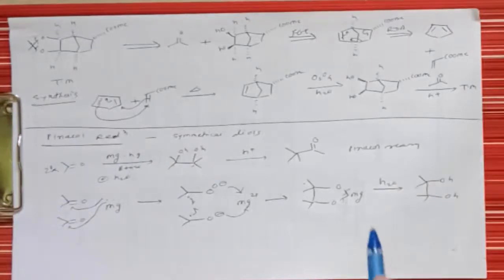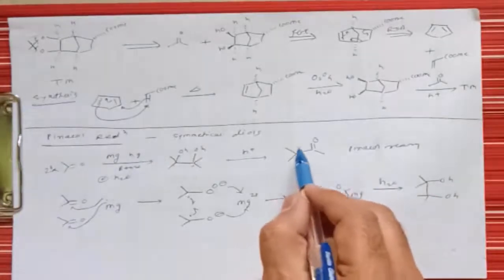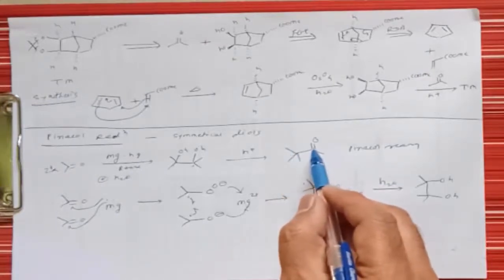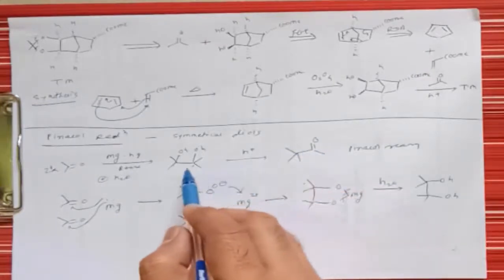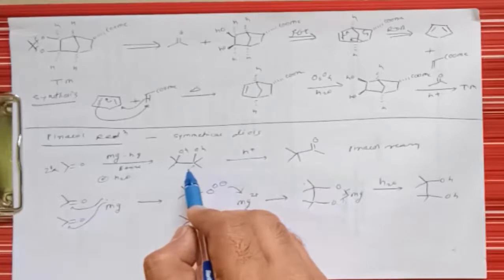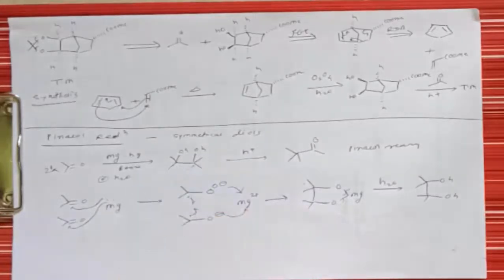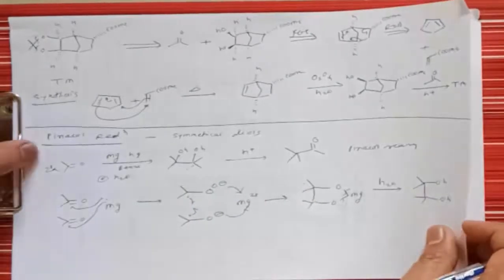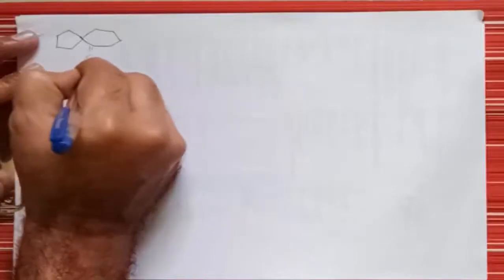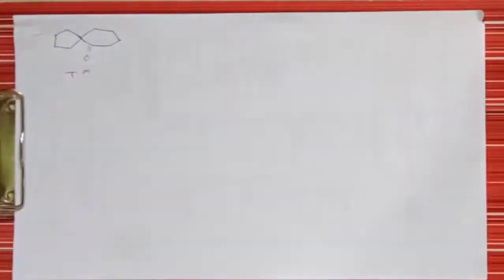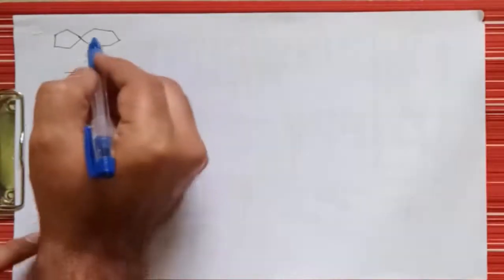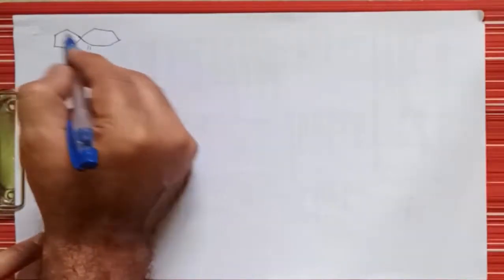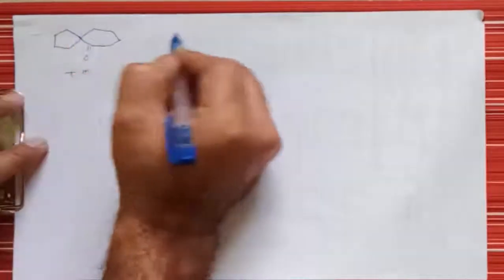So it means if there is a molecule containing a symmetrical functional group like a ketone, then we can go for the retrosynthesis as a diol, right? So let us take one example of this type, so that you can understand well. So this is the target molecule, and in that target molecule, one ring is a 5-member carbon ring and the other is also a 5-member carbon ring, right?